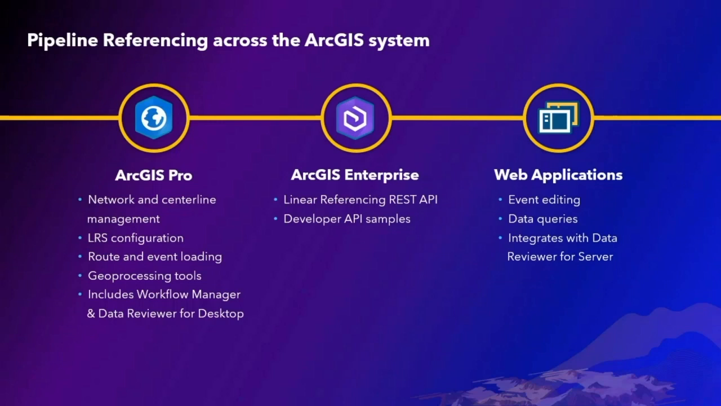Also included is a REST API within ArcGIS Enterprise, which supports editing, sharing, and analysis of your linear reference data, which also opens up the ability to extend linear referencing capabilities into third-party applications. Pipeline referencing also includes a web application called Event Editor, which brings event characteristic and asset editing, along with data QC on those events, into a web experience.